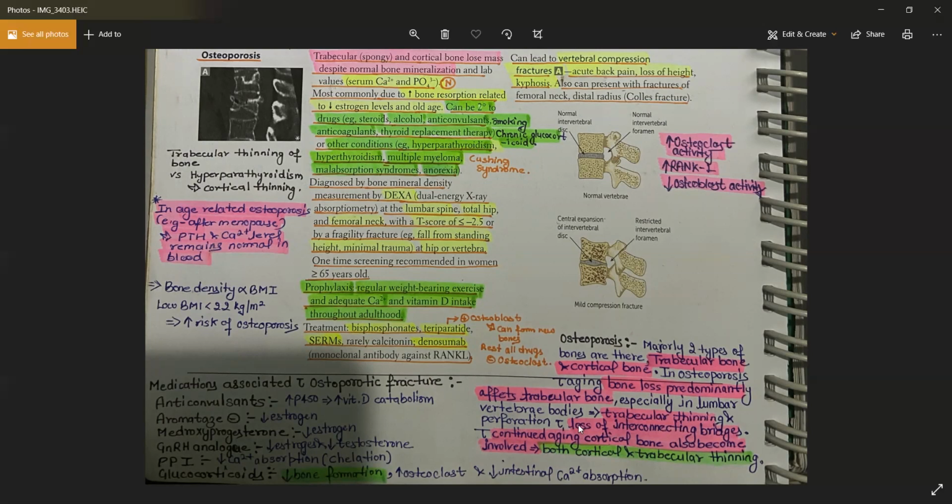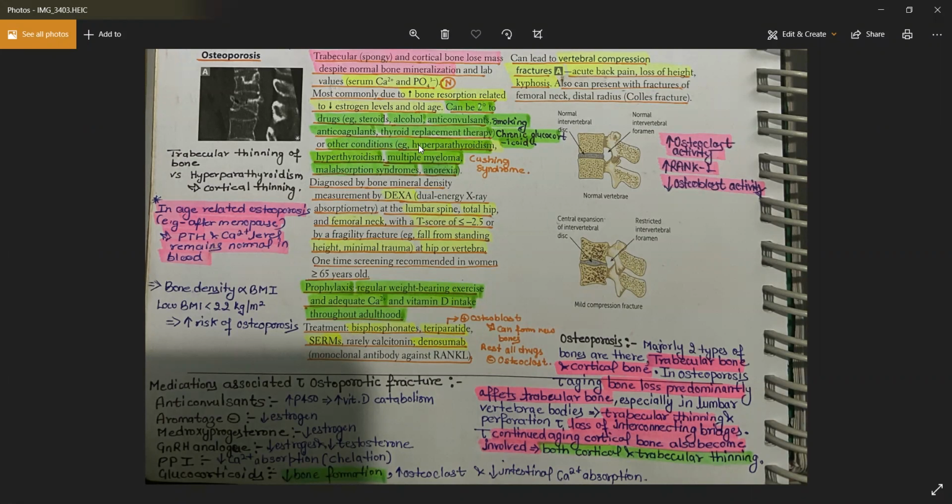When you do a biopsy of the bone of this osteoporosis patient, what you will find is trabecular thinning of the bone as well as loss of interconnecting bridges. With the continuing of the disease, you will have cortical bone resorption also. In the later stages, you will see both cortical as well as trabecular thinning. While in other causes, like drugs or hyperparathyroidism, initially you will have cortical bone thinning. You guys already know that.